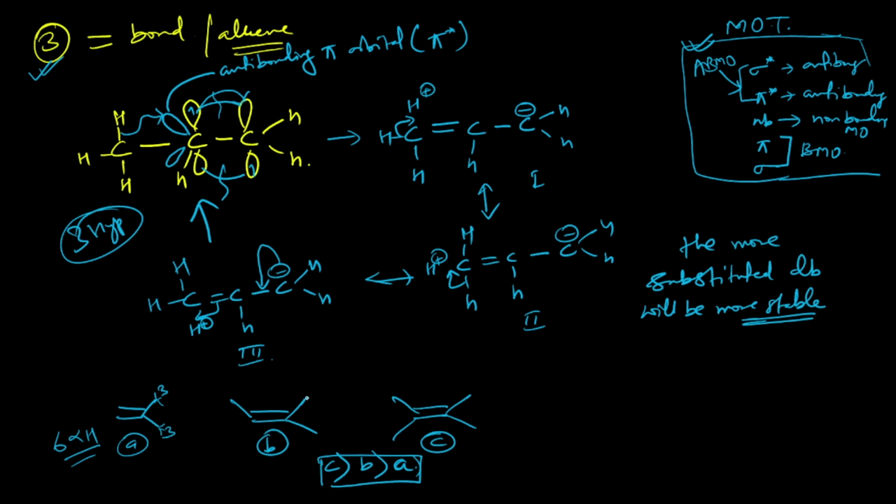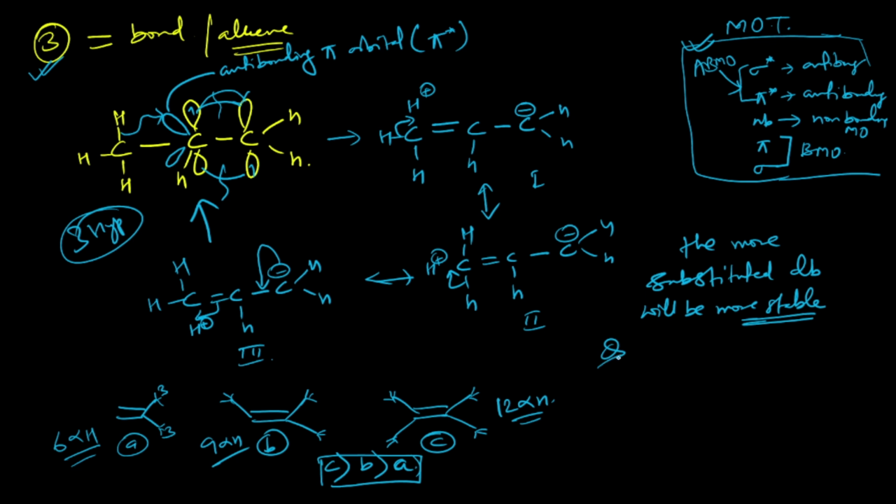In B, how many alpha hydrogens are there? See, 1 2 3, 1 2 3, 1 2 3. So total 9 alpha hydrogens. In this case, 1 2 3, 1 2 3, 1 2 3, 1 2 3. So total 12 alpha hydrogens. So see again, in this way also, based on hyperconjugation, we are solving the same thing. C will be more stable than B, B will be more stable than A. And according to Saytzeff product also, the more substituted double bond will be the more stable product, right? So you have to solve like this, whether through hyperconjugation or Saytzeff product.